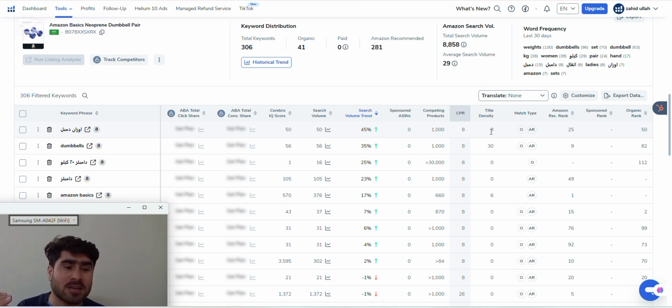And title density. If the title density is low, you have an opportunity to rank your product easily on the first page. So for example, what is the meaning of title density? Title density means how many of the top 10 products on the first page have the search keyword in their title. And match type, organic and M-zone recommended. M-zone recommended rank 45% and sponsored in organic rank 7 to 30 days.